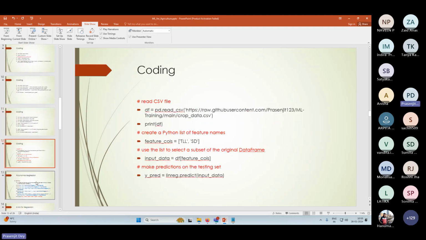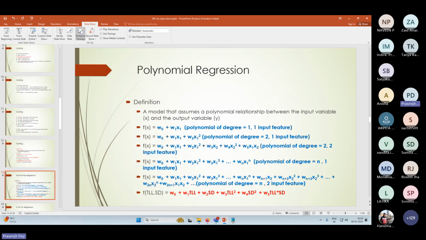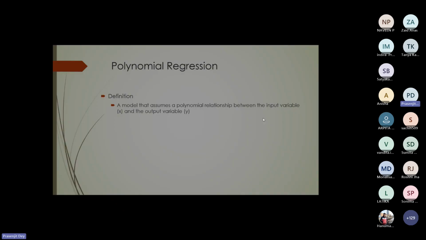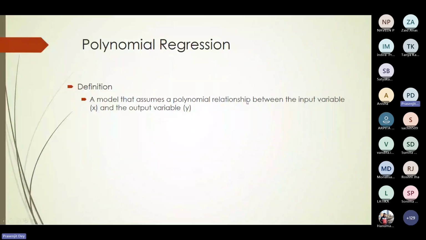Polynomial regression means this is the scenario. Let me come to this point. Assume a polynomial relation, because in reality the relationships are not linear. So a model assumes a polynomial relation between the input variable x and the output variable y, where input variable x can be a vector of cardinality n, where n is greater than 1.